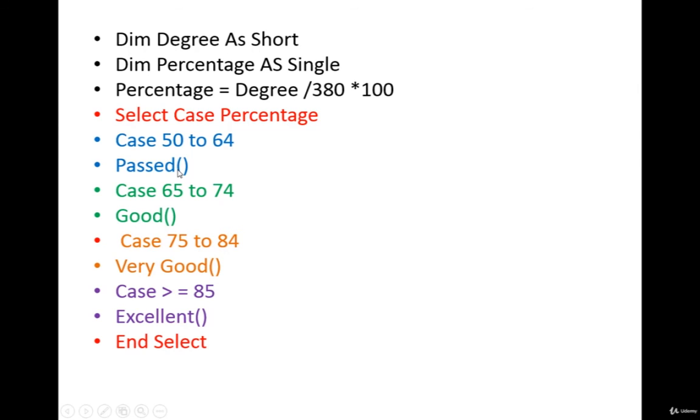The definition of the variable is as before, and then you write Select Case percentage. Case from 50 to 64, pass. Another Case from 65 to 74, good. Case from 75 to 84, very good. Case greater than or equal to 85, it is excellent.